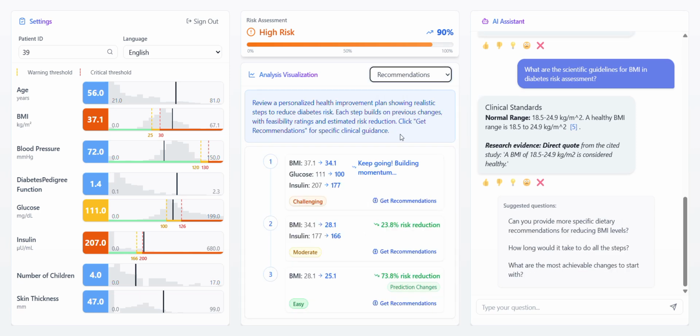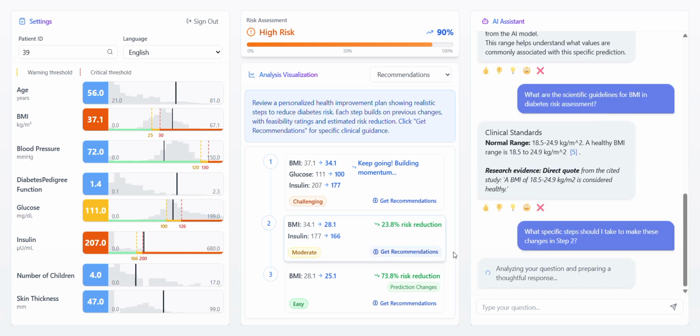The next visualization is about our recommendation system that basically provides a personalized health improvement plan on reducing the predicted risk in a step-by-step manner. For each step, the system provides the difficulty level, whether it's challenging or moderate, to reduce the risk for that step.